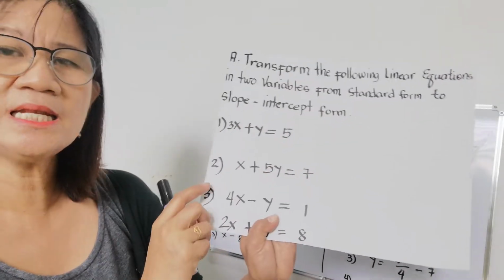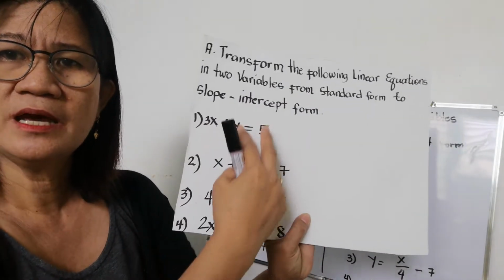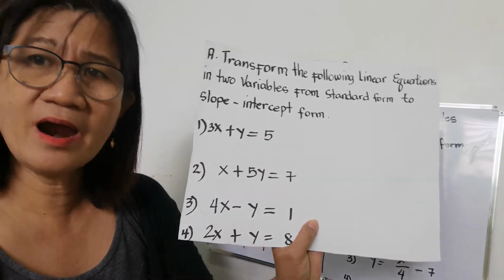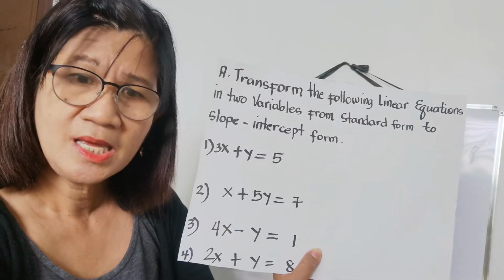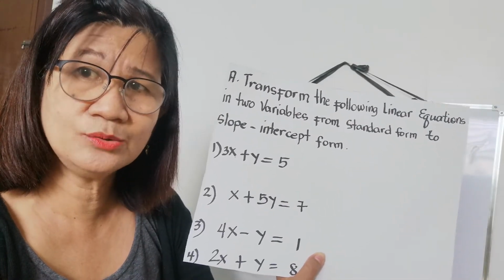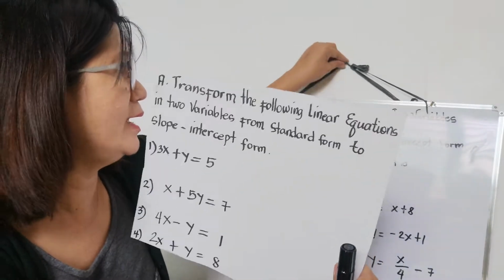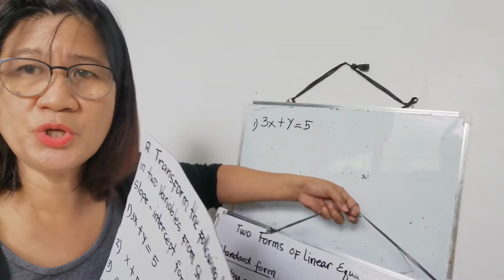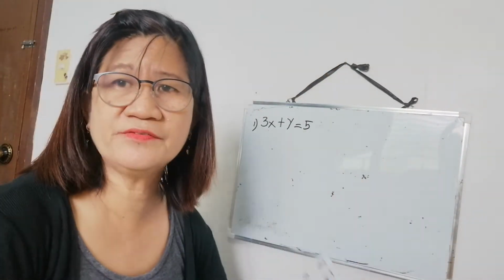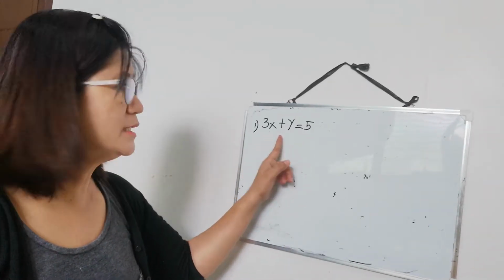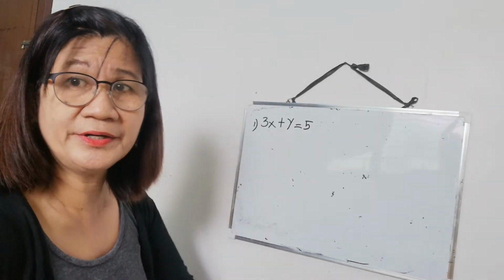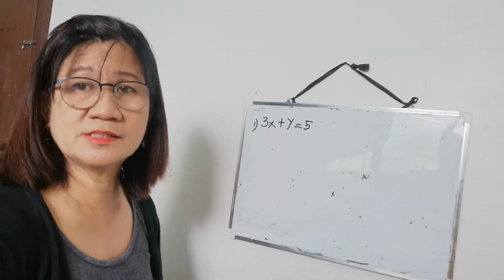So, yung mga nakikita natin dito na mga examples, yung mga given, they are written in standard form. At ito ay i-rewrite natin into slope intercept. Okay? So, I will show you how to transform this. Okay, this is the first example. Makikita nyo siya ay nasa pormang standard. So, paano natin gagawing slope intercept?